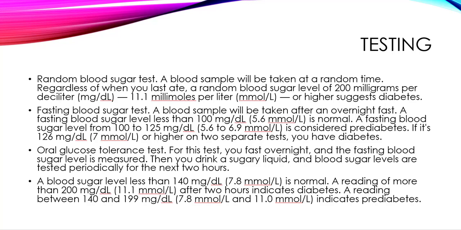For this test, the person is asked to fast overnight. Their blood sugar is measured before they eat or drink anything while they're fasting. Then at the doctor's office, they are given a sugary liquid to drink, and their blood sugar levels are measured throughout a period of 2 hours to see how the body is handling that sugar that it has taken in.